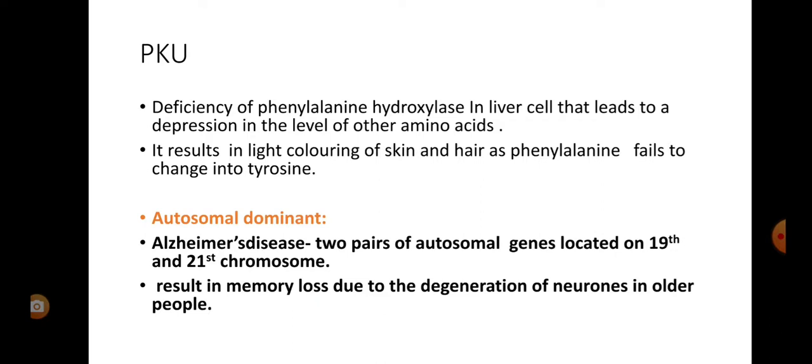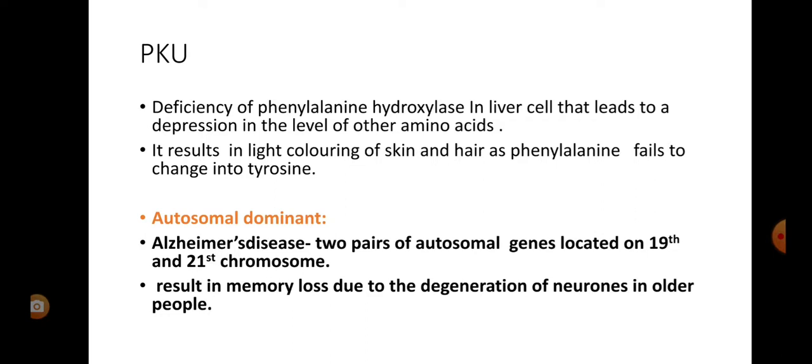Next is PKU, that is phenylketonuria. It is also an autosomal recessive disorder. It is caused by the deficiency of one enzyme, phenylalanine hydroxylase, in our liver cells, and that leads to reduced levels of some other amino acids. So what are the symptoms of phenylketonuria?